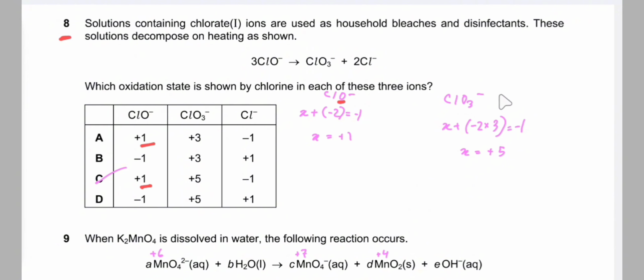Then ClO3 minus, so we refer to Cl as X. Then 3 oxygen, and oxygen has the oxidation state of negative 2, so negative 6. If we move this negative 6 to the other side, it becomes plus 6. So the oxidation state of Cl comes to be plus 5. So the correct answer is C. And the oxidation state of chlorine in Cl minus is obviously negative 1.